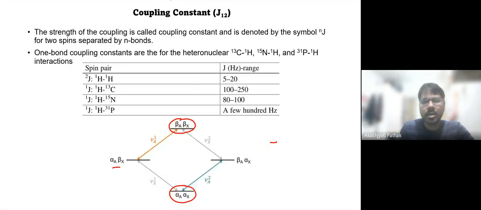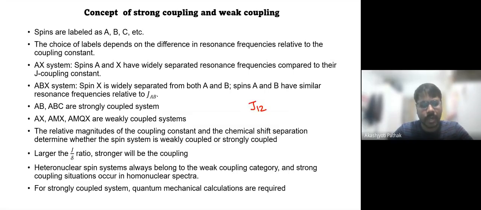You can see the coupling constant values in this table as well. For homonuclear systems, the coupling constant values are in the range of 5 to 20 hertz, meaning they are strongly coupled. But for heteronuclear coupling, such as proton and carbon-13 or proton and nitrogen-15, the values are larger, meaning they are very weakly coupled compared to homonuclear. So remember this point: homonuclear couplings are stronger compared to heteronuclear couplings.